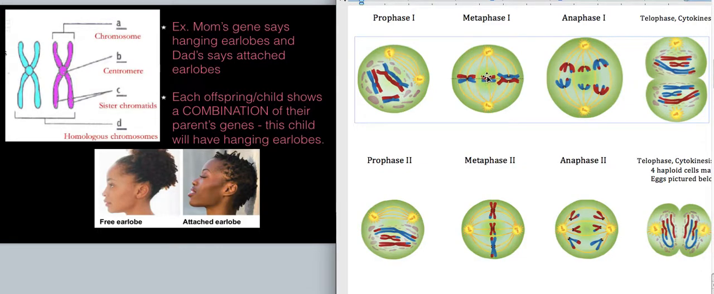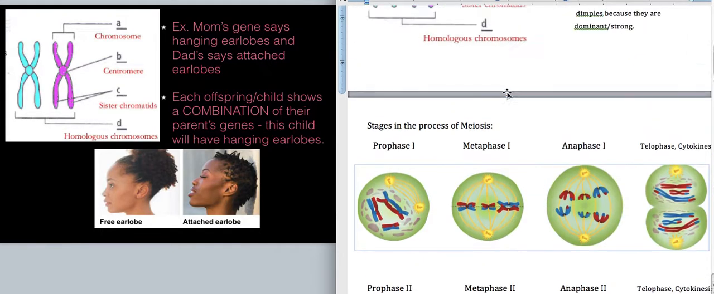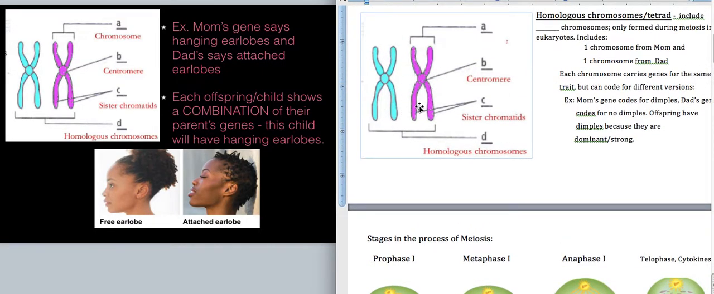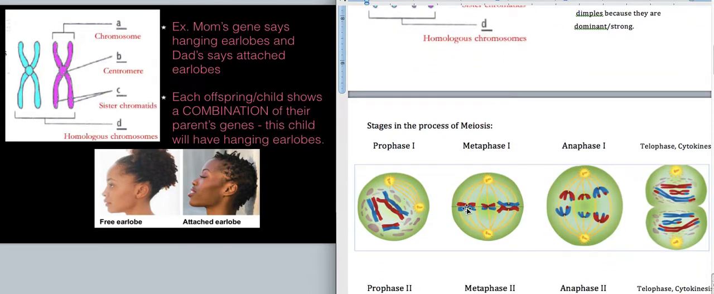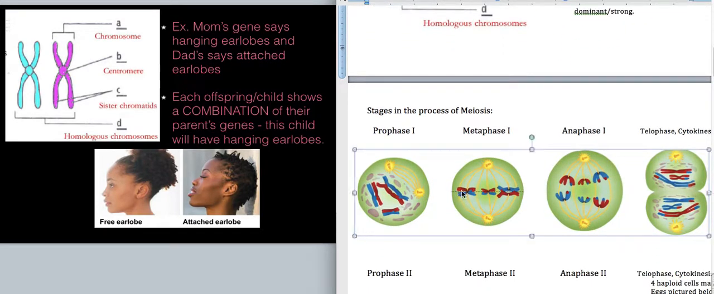This one is a different chromosome, say number 4. The pink X is mama's chromosome. The blue X is daddy's chromosome. And then you've got others over here. So homologous chromosomes line up in the middle of the cell. That's what is lining up in the middle.